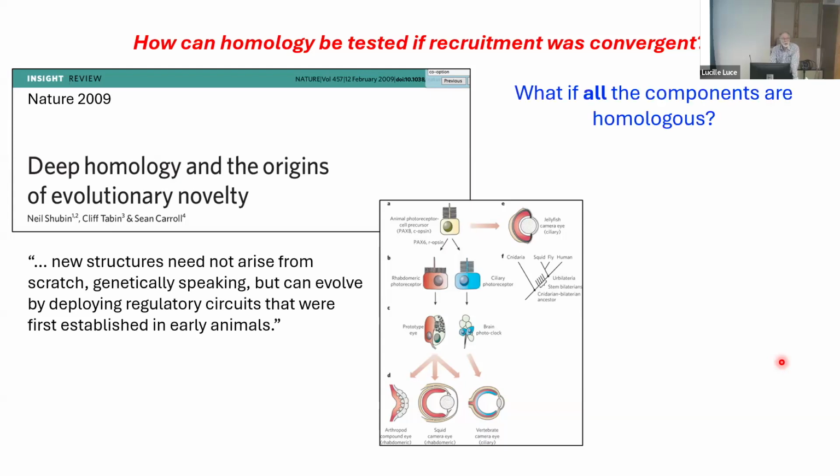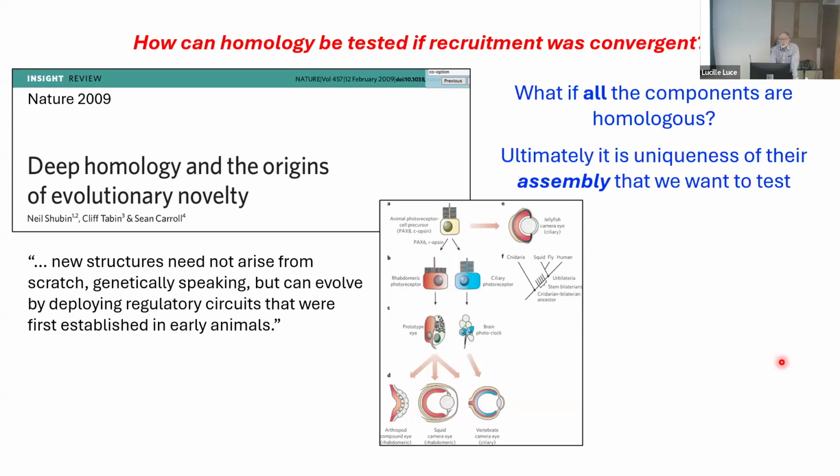So what if all the components are homologous? How do you test this? All right. Because what we really want to test is the uniqueness of the assembly. So how can we figure out whether the same thing was built a couple of different times? That's the question we're getting at.